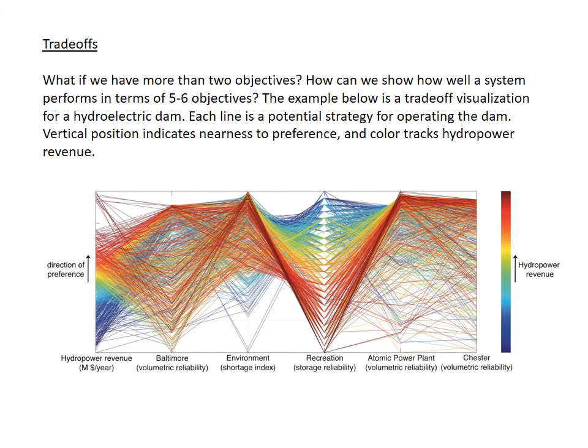And so the position of the line going across along the y-axis gives you an idea of how well you're meeting the objective or the preference of each one of these objectives. And the position of the line on the y-axis is also colored to give a better visual interpretation.